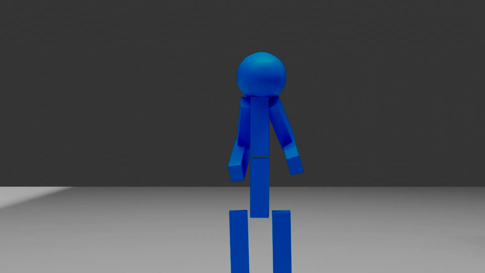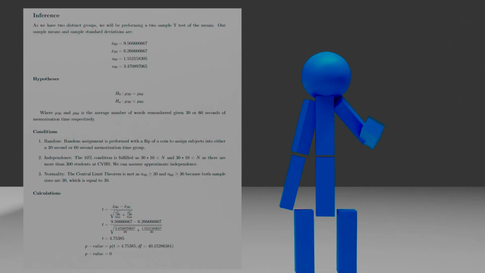And let us conduct the inference test for the two mean t-tests. We did random assignment. Central limit theorem is met as both of our samples are of size 30, and we meet independence with 10% conditions as there is more than 300 students at CV. Here's a picture of our conditions.